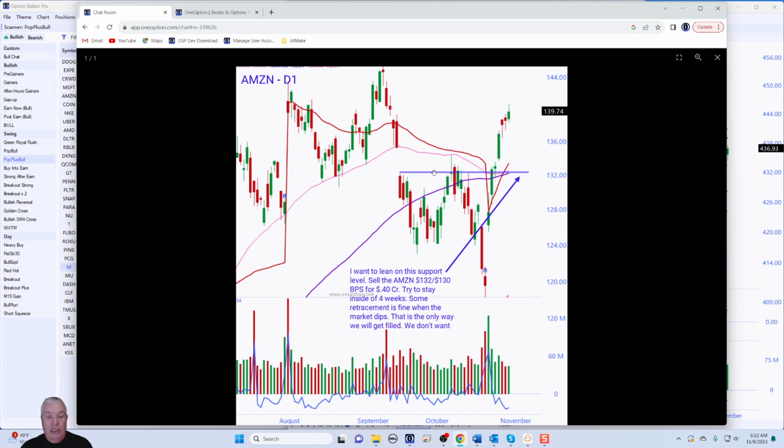So we are going to lean on that support level, and we're going to sell an out-of-the-money bullish put spread, 132, 130, so the stock can stay flat. The stock can move down to 132. The stock can continue to rally. In all of those scenarios, this spread makes money.